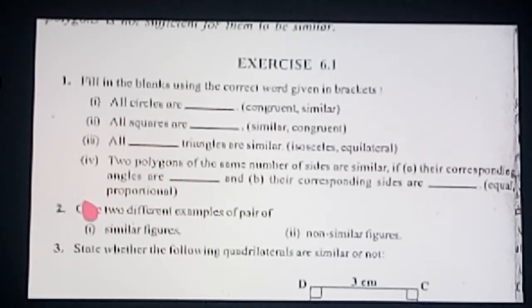And the second question, read it. Give two different examples of pairs of similar figures and non-similar figures. You analyze the first question yourself and find two answers for it, then I will say. Two similar figures: just now in the fill in the blanks also, all similar figures came. So what can you say? Any two circles are similar figures.